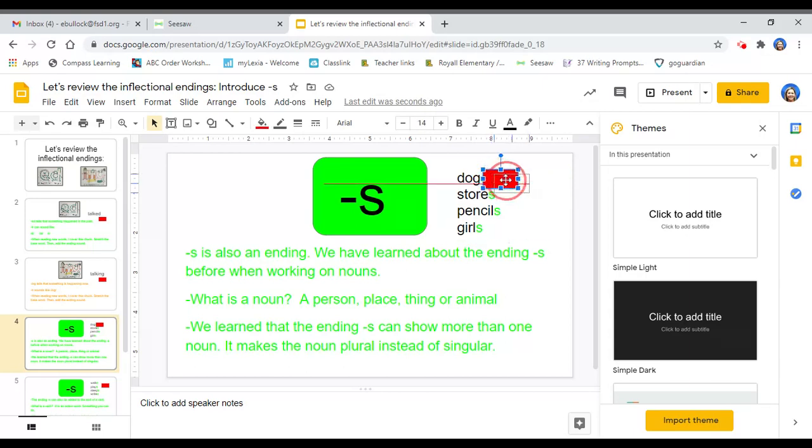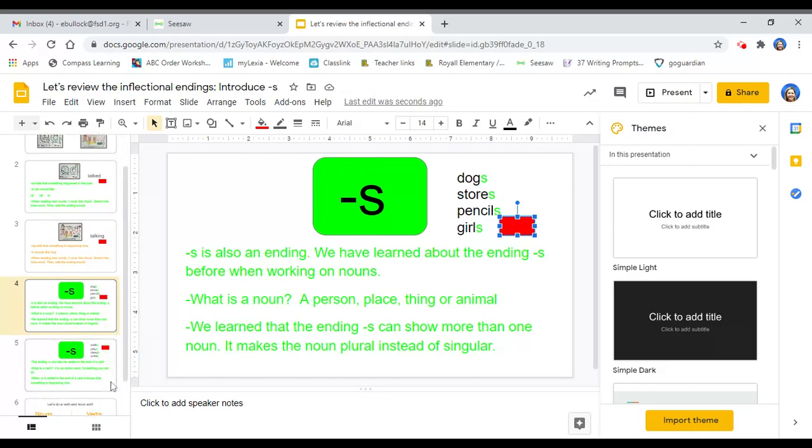Dog, dogs. Store, stores. Pencil, pencils. Girl, girls. Okay, so that was pretty much a review also.